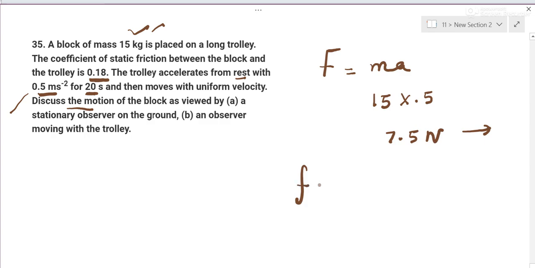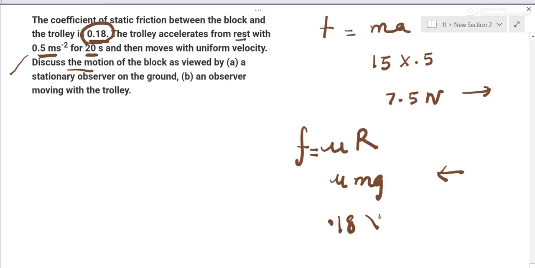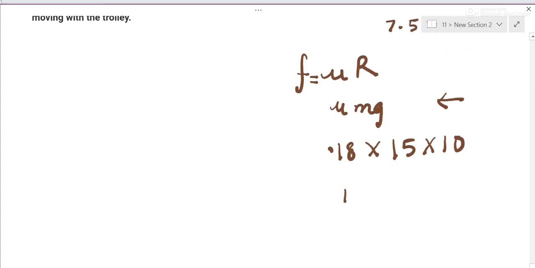Now what is the friction between the block and the floor? Mu R. R is the same as mg. Okay, friction will be opposite. So what is friction? Let us see what is the value of mu. Mu is this 0.18, substitute 0.18. Mass is already 15 and g we will take as 10. So it is 18 by 100 into 15 into 10. 5 3s are 15, 5 2s are 10, 9 is 27.